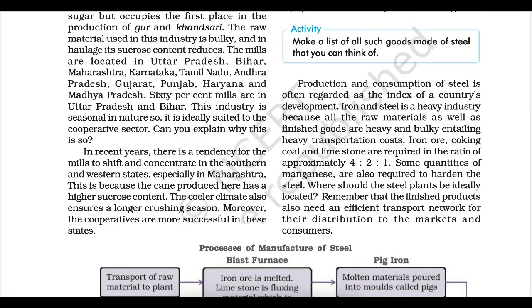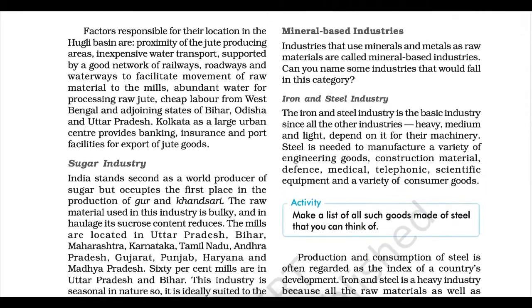In recent years, there is a tendency for the mills to shift and concentrate in the southern and western states, especially in Maharashtra. This is because the cane produced here has a higher sucrose content. The cooler climate also ensures a longer crushing season. Moreover, the cooperatives are more successful in these states.